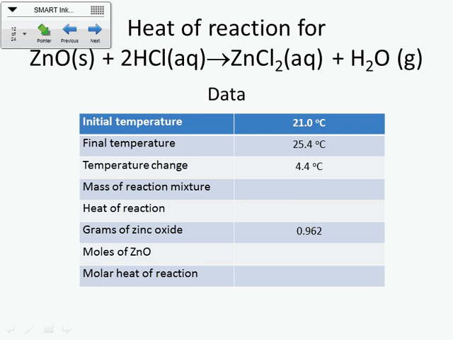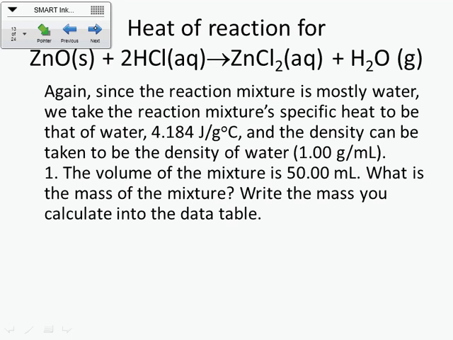Where am I on the sheet? Okay, there we go. So they're telling you about the same thing again. We're still going to use 4.184. We're going to use 1 for the density of water. Okay? And again, the volume of the mixture is 50.00 milliliters.